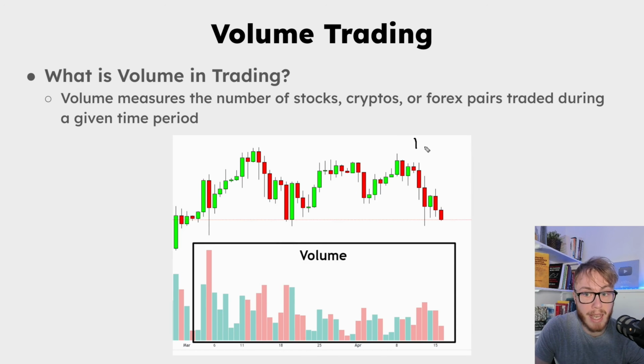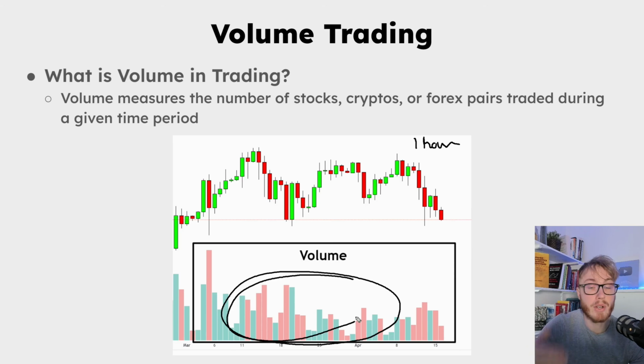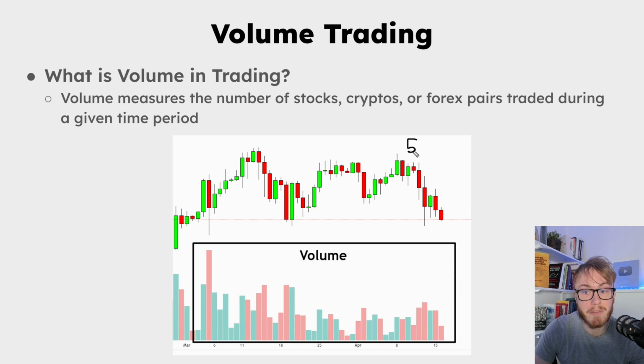But if you, for example, have a 1 hour chart, then the volume bars will represent the number of stocks or cryptocurrencies traded during that hour. If we have a 5-minute chart, it will represent the number of stocks or cryptos traded during that 5-minute candle, and so on and so on.